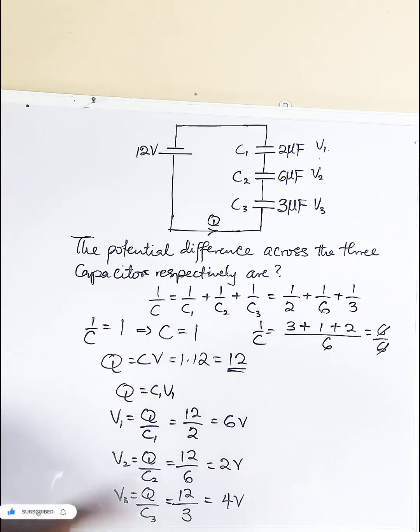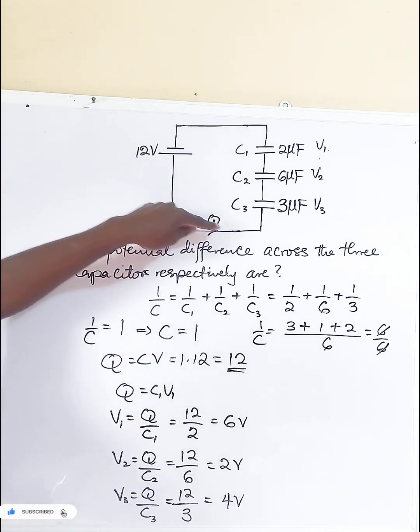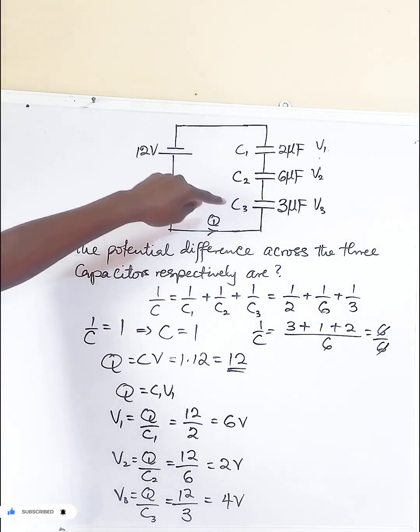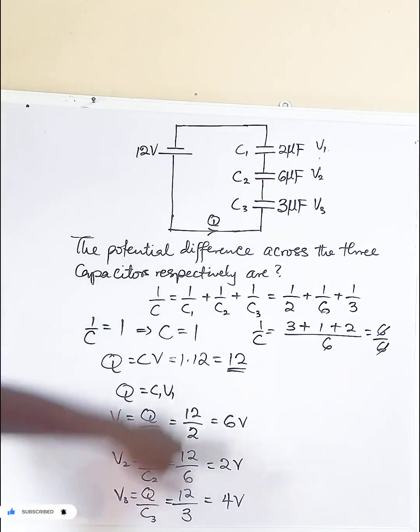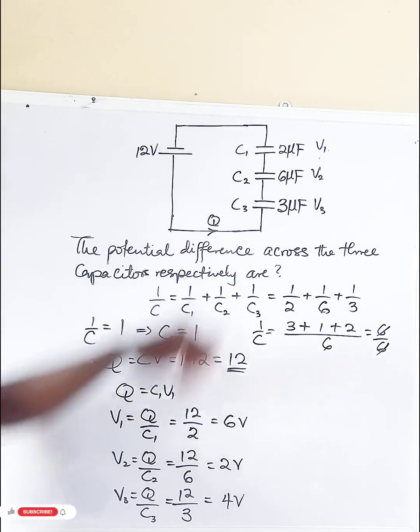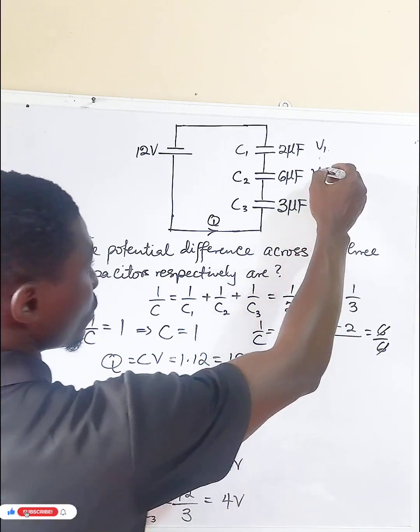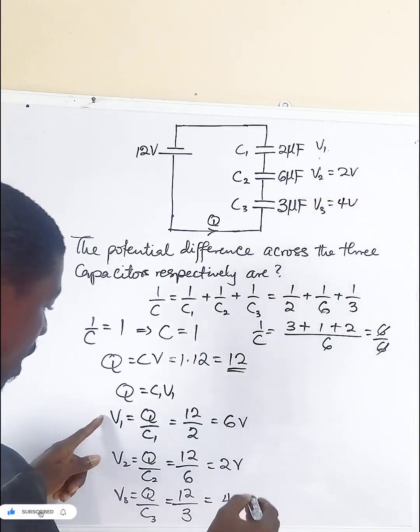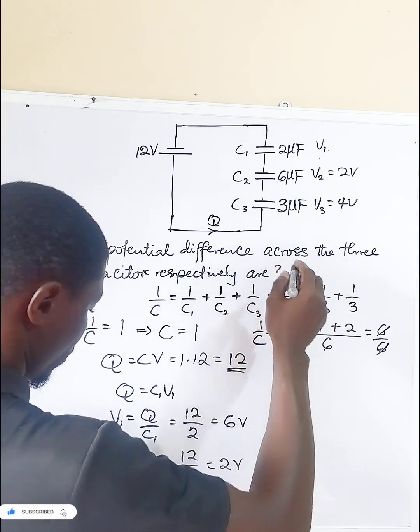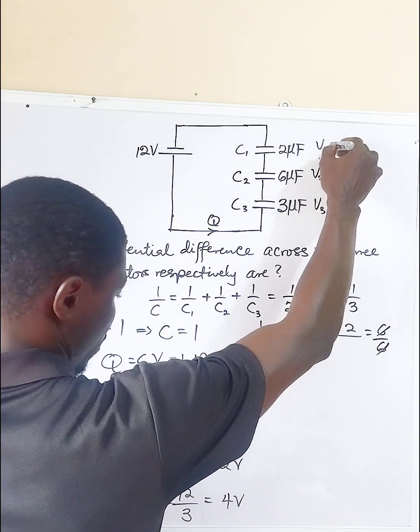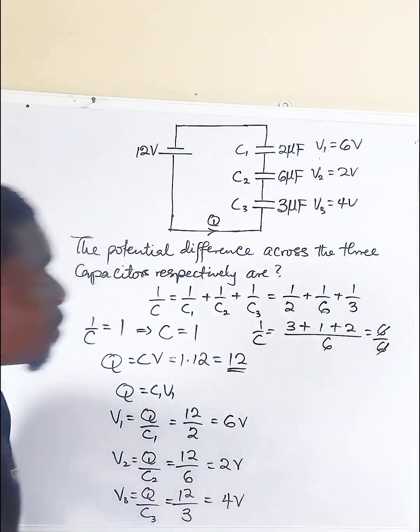Now it implies here that as the charge flows, for C3 we have 4 volts, for C2, 2 volts, and for C1, 6 volts. All right.